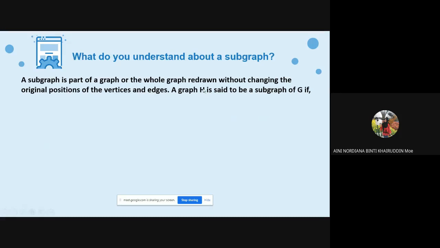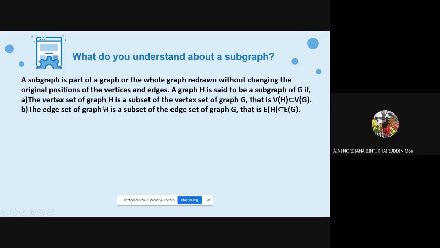A graph H is said to be a subgraph of G if the vertex set of graph H is a subset of the vertex set of graph G, that is VH subset VG. The edge set of graph H is a subset of the edge set of graph G, that is EH subset EG.